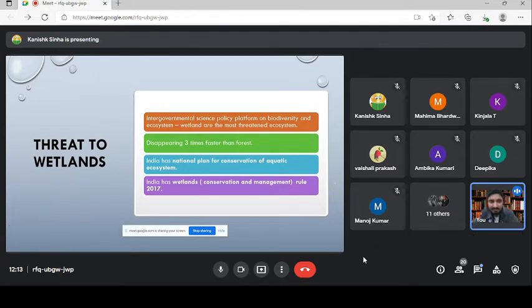So what are the threats to wetland? According to the Intergovernmental Science-Policy Platform on Biodiversity and Ecosystem Services, wetlands are the most threatened ecosystem. So we were thinking that the land or the forest was the most threatened ecosystem, but according to them, wetlands are the most threatened ecosystem, which are depreciating or disappearing 3 times faster than the forest, guys.